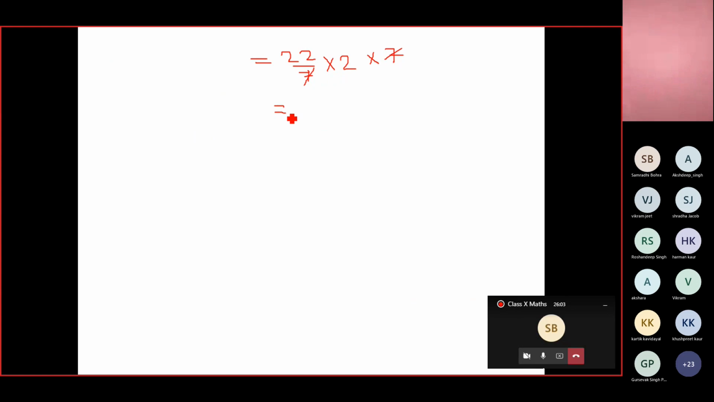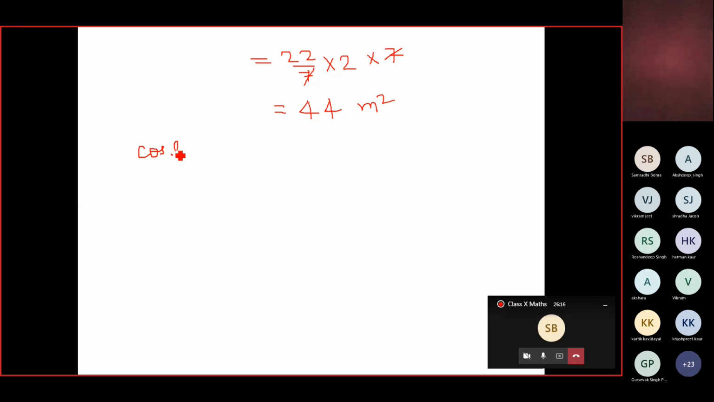So how much canvas is required? 44 meters square. Okay. Now the cost he is asking for. So all of us know that cost is equal to area into rate. Mind it very clearly all the time, that cost is equal to area into rate. How much is the area? You will multiply the area by rate, you will get the cost.